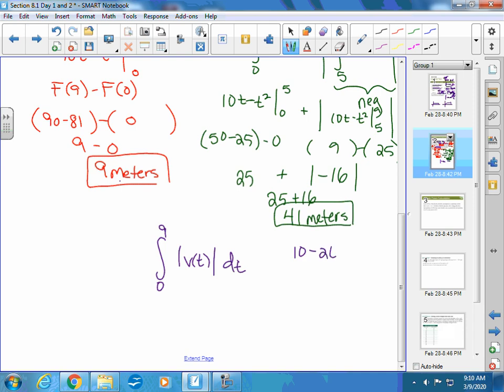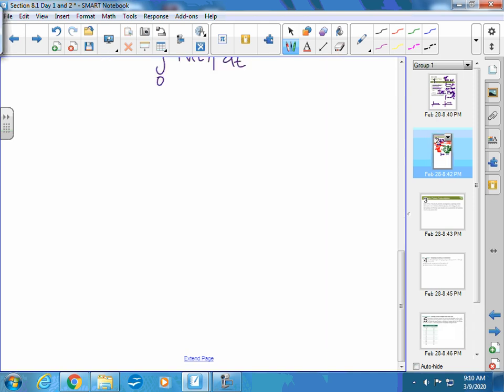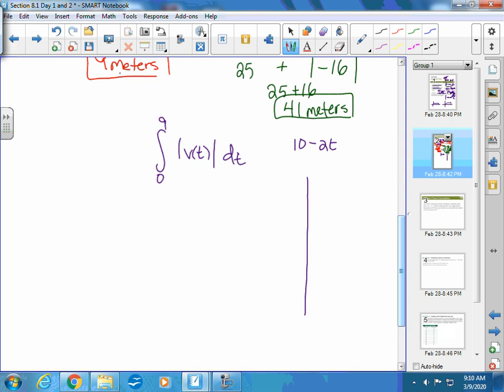That 10 minus 2t is a graph of a line that crosses the y-axis up at 10. It goes down 2 and to the right 1. It has a slope of negative 2. Down 2 to the right 1, down 2 to the right 1. I'm trying to hit the x-axis at the right spot. Anyways, it comes down like this. It hits the x-axis here at a time of 5.